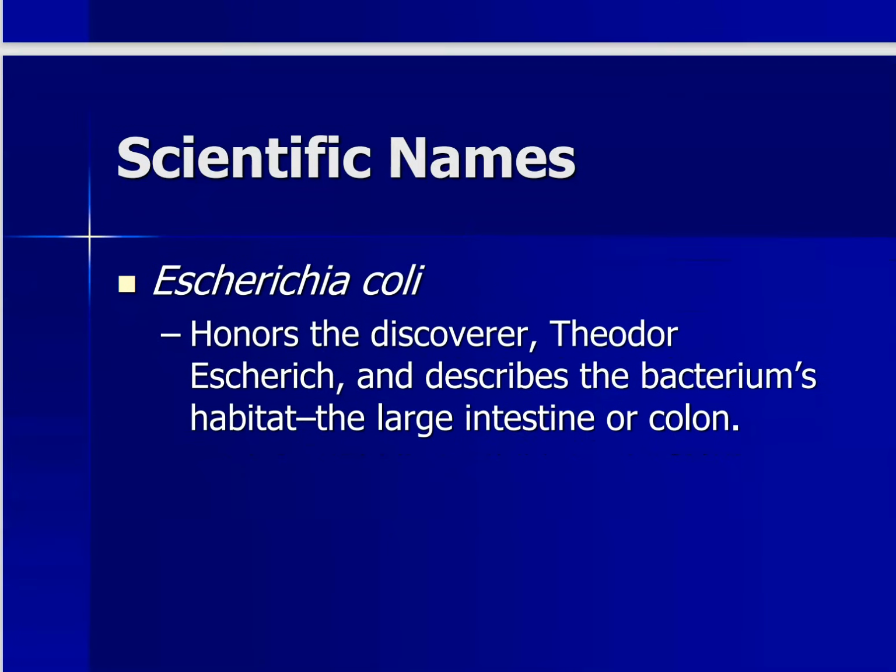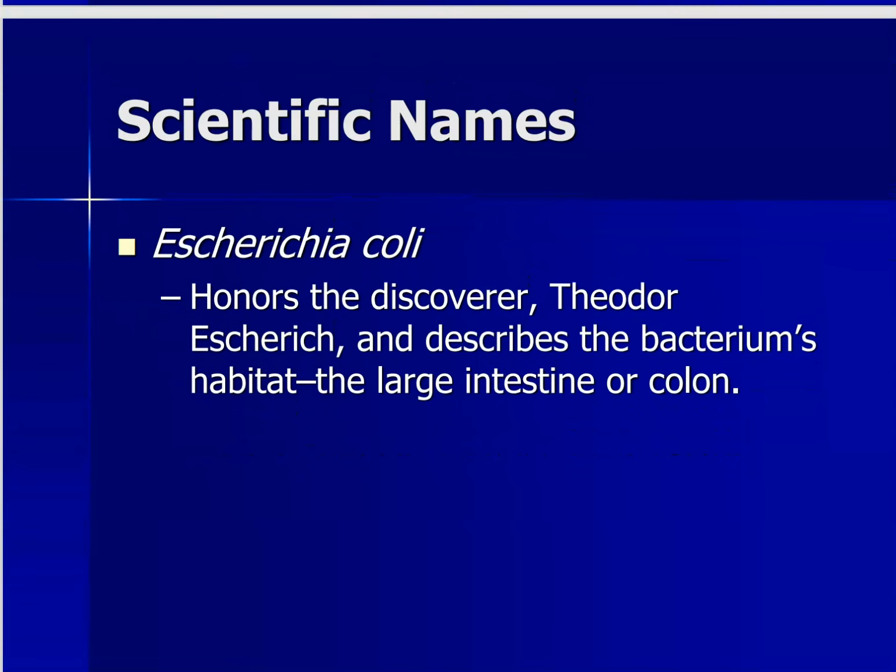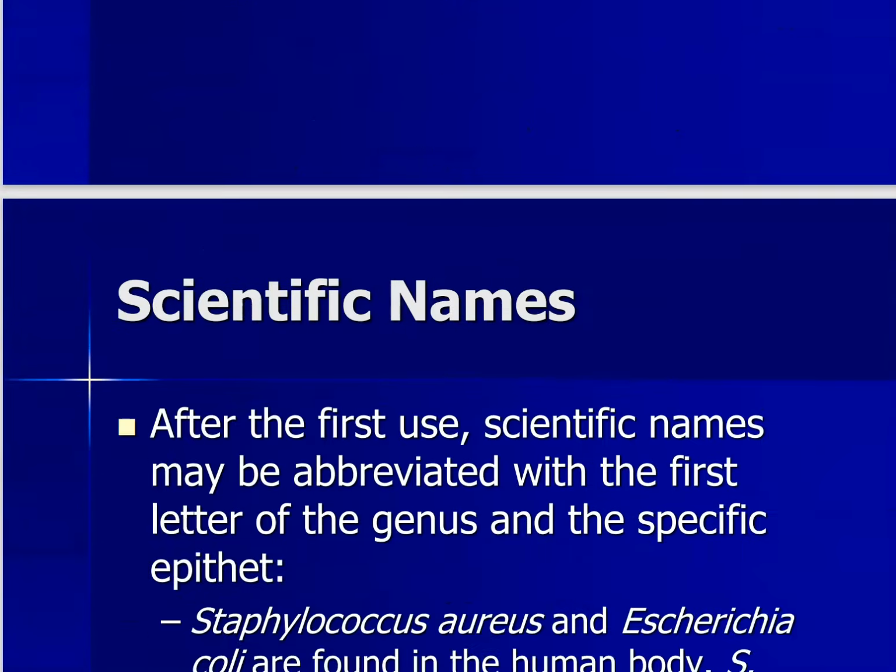Here's another example where the species name refers to or honors the discoverer that first described them. That would be Escherichia coli. Again, take a look at the application of the rules. The genus is capitalized, and the whole scientific name is italicized here. The name honors the discoverer Theodor Escherich, and then coli refers to where you find this bacterium, which is in the large intestine, the colon, of mammals.